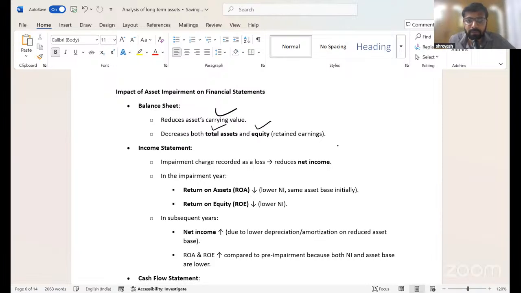Sir, what happens to the income statement? Because of impairment, ultimately my net income is reduced. So impairment reduces my net income. And if my net income is reduced, what happens? Sir, return on equity and return on assets will also be impacted. Sir, in case of return on assets, it is net profit divided by assets. So net profit is going down, assets are also going down.